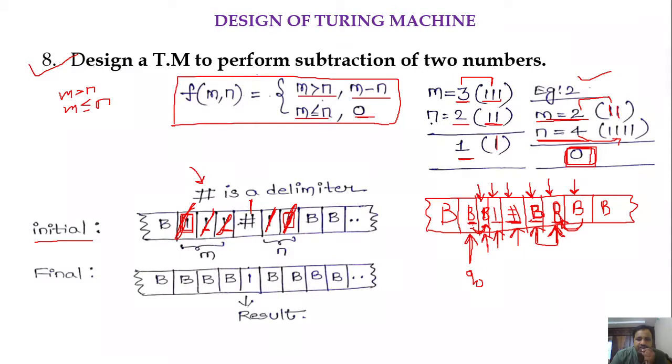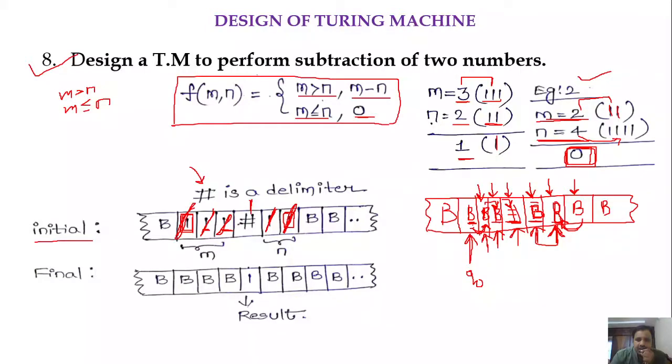Okay, so when we move the head towards left, we get a hash, keep that hash as it is. Next we get 1, keep that 1 as it is, and then we get a blank. The moment you get a blank, move the head towards right. When we move the head towards right, we get a 1, replace that 1 with a blank and move the head towards right. Here we get a hash, then move the head towards right, we get a blank.